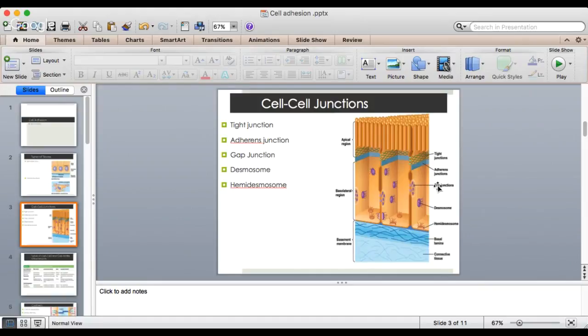Next, you have the gap junction. The gap junction acts as a pathway or like a tunnel between two cells that lets fluid and ions flow through using chemical or electrical communication, such as the spread of action potential.